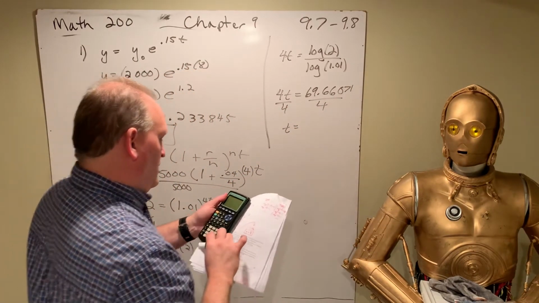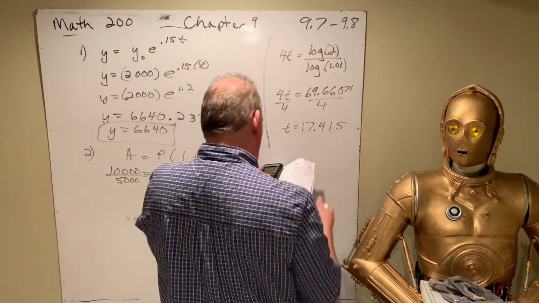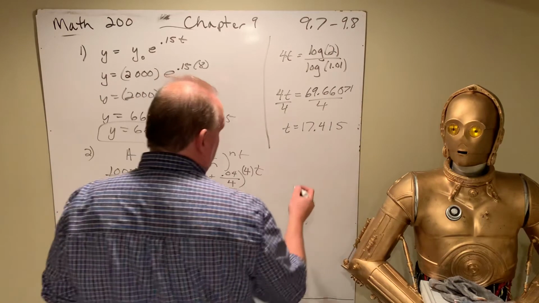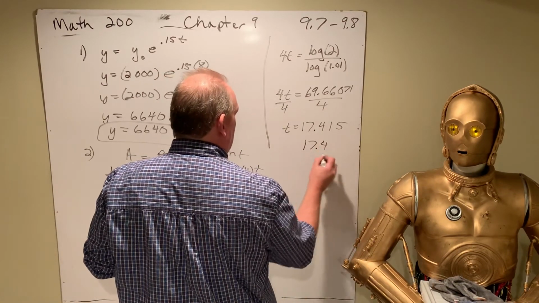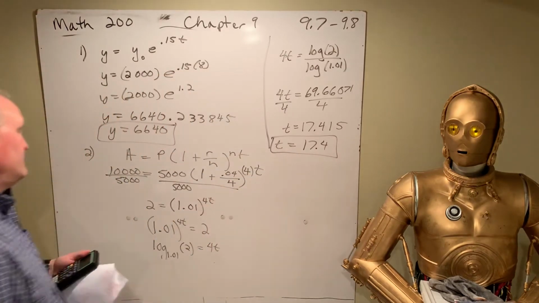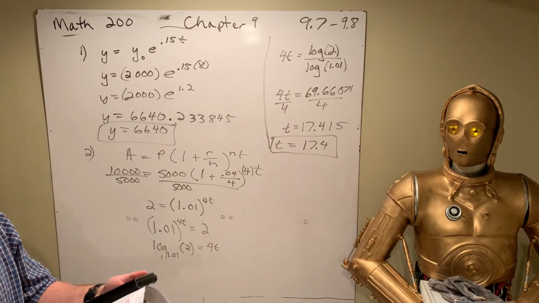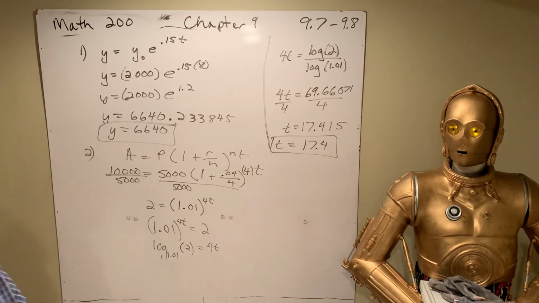Divided by 4 is 17.415. And so we're looking at about 17.4 years. 17 and a half years, you'll double your money with that investment. All right. Okay, that is all of Chapter 9. I hope that was helpful. There will be a couple on the final exam, and I'm going to do those on the exam review.